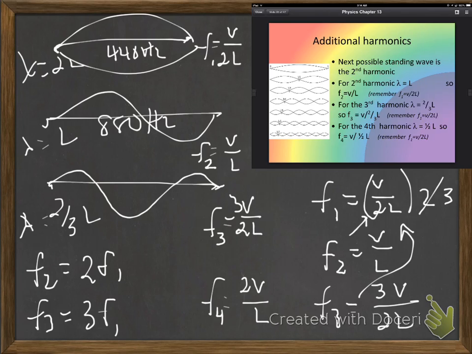1820. I can't even do the math in my head. 412 plus 120, yeah, 1320? 1520? 1320, okay. So you see how easy that is. You can go right up through the harmonics, and we typically calculate up to about the 8th harmonic.